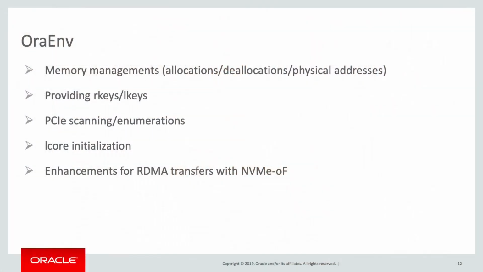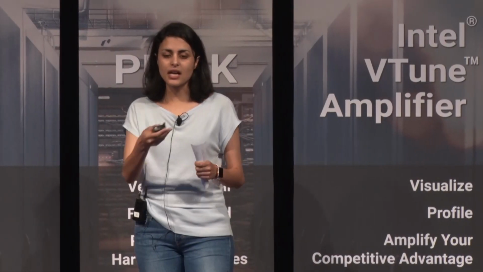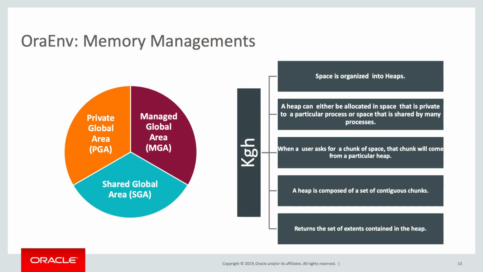So what does this OraEnv include? It takes care of memory management, like memory allocation, deallocation, and physical addresses of the memories. It also provides remote keys and local keys for the remote memory accesses. It also takes care of all of the PCIe scanning, enumeration, and lcore initialization. We also include enhancement for RDMA transfer for targets, which I will explain for each of them in the next few slides. But for the memory management, in Oracle database, the KGH interface takes care of memory management.